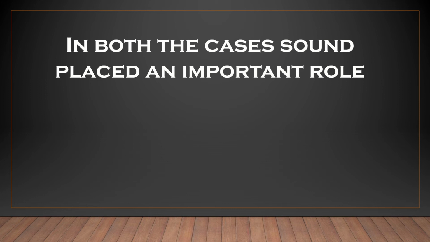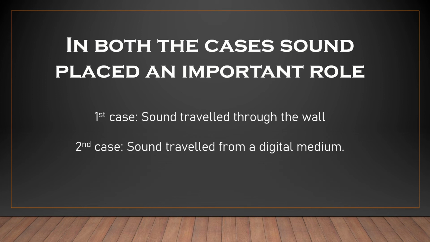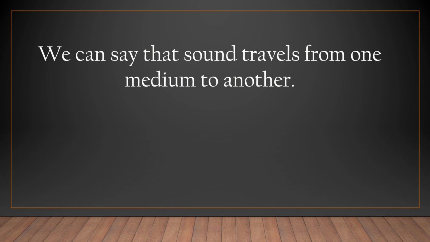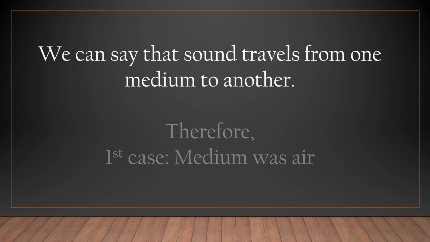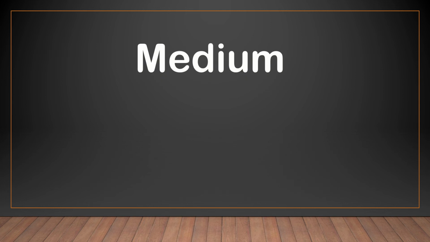In both cases, she was hearing their conversation from inside the house, and secondly, calling the police via a phone call. In the first case, sound traveled through the walls when the robbers were speaking outside, and she could hear the voice inside. In the second case, sound traveled through a digital medium, from the telephone to the police station. So by the above story, we can conclude that sound travels from one medium to another. In the first case the medium was air, whereas in the second case the medium was the phone. Correct? Yes. So let us define what a medium is.